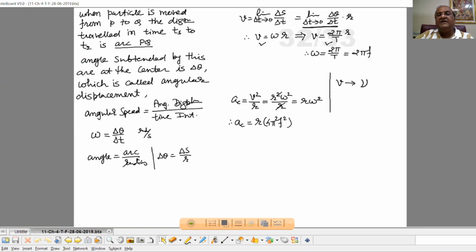So delta theta into r, with this delta t as it is. So we can write r times limit delta t tends to 0, delta theta by delta t. But this delta theta by delta t with limit delta t tends to 0 is omega. So V equal to omega into R. Now omega is 2 pi by t.